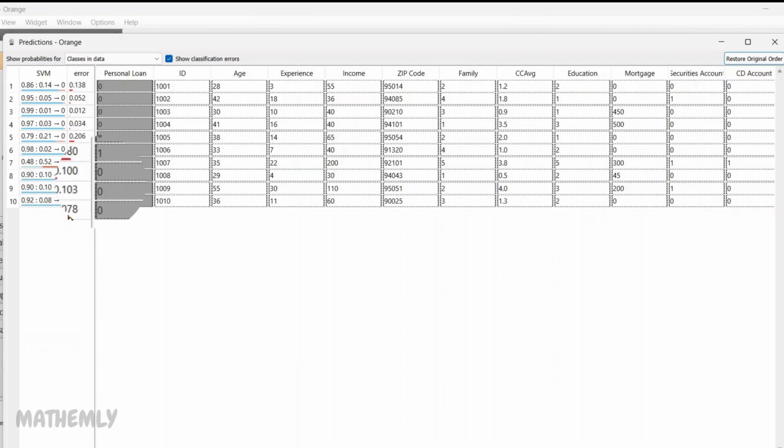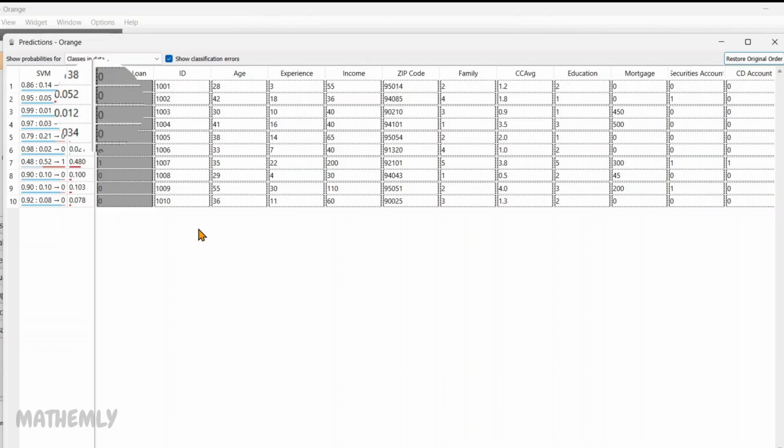Upon inspecting the predictions, we can see that all instances are correctly classified. The model has successfully predicted whether each customer accepted the personal loan offer without any misclassification. This indicates that the SVM model generalizes well to unseen data and effectively captures patterns in loan acceptance behavior. The high accuracy of predictions suggests that the chosen features and model parameters are well optimized for the classification task.